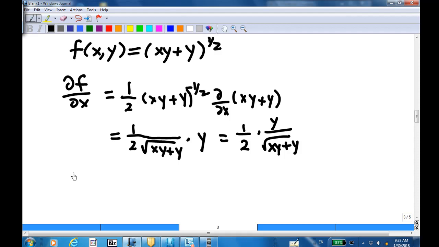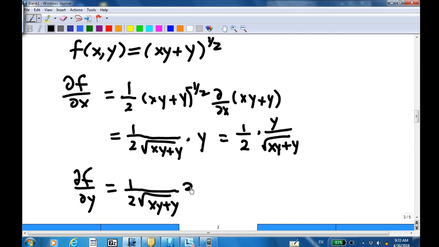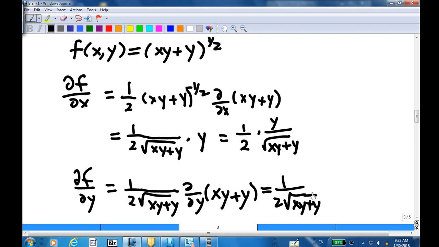Similarly, we can also do partial differentiation with respect to y. We expect the answer to be half of the square root of xy plus y, and then you differentiate xy plus y with respect to y. Since x is constant now, this is equal to x plus 1 over 2 times the square root of xy plus y, since dy/dy is 1.